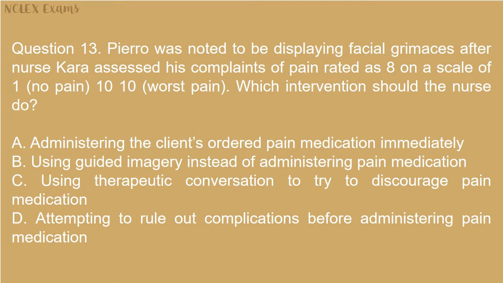Question 13. Piero was noted to be displaying facial grimaces after Nurse Gara assessed his complaints of pain rated as 8 on a scale of 1, no pain, to 10, worst pain. Which intervention should the nurse do? A. Administering the client's ordered pain medication immediately. B. Using guided imagery instead of administering pain medication. C. Using therapeutic conversation to try to discourage pain medication. D. Attempting to rule out complications before administering pain medication.